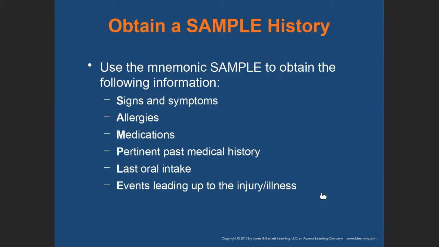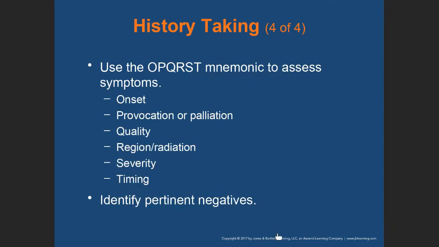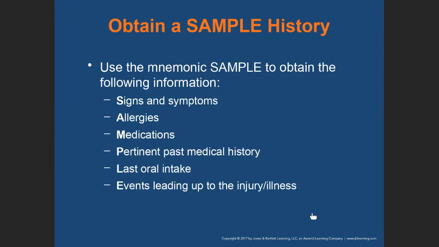Now, apart from obtaining information based on the presenting problem or illness using your OPQRST, you also have to obtain a SAMPLE history. At this point, you would already know what your signs and symptoms are, so it's really AMPLE you're obtaining. You should know what your signs and symptoms are by this stage. Symptoms is what the patient tells you. Signs are what you can see, hear, smell, and what can be measured. So you're going to ask your AMPLE.